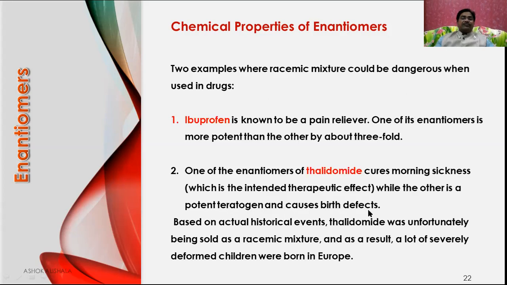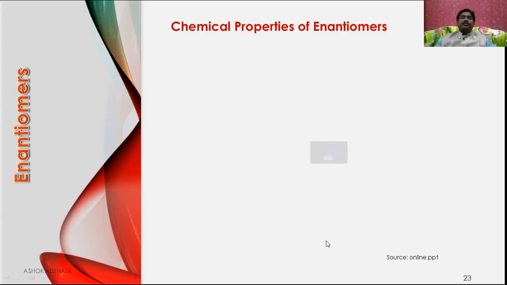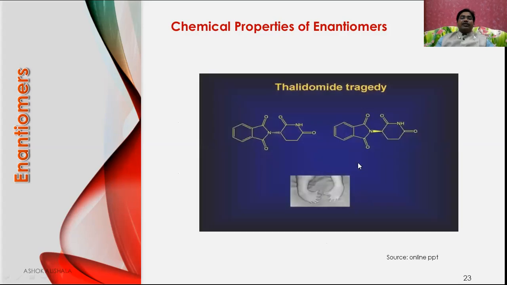This is birth defects. Based on actual historical events, thalidomide was unfortunately being sold as a racemic mixture. What I meant is that thalidomide is not 100% pure. Therefore, some impurity of the other enantiomer is present, and sometimes it is used as a racemic mixture. As a result, a lot of severely deformed children were born in Europe. This is the thalidomide structure.